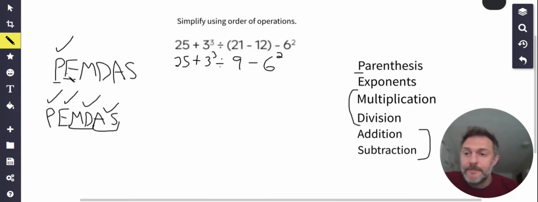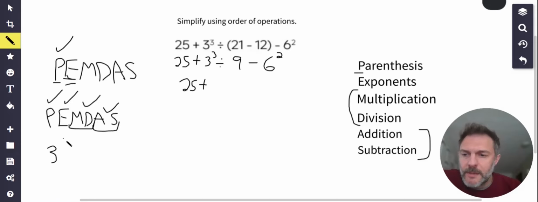My next step, exponents, okay? So I'm looking for exponents here. Now, for the sake of just starting out, I recommend doing these exponents one at a time, each level. We work left to right. That's how we always do it. So I'm not going to touch the 25 or the plus sign, but 3 to the third power I can take care of.